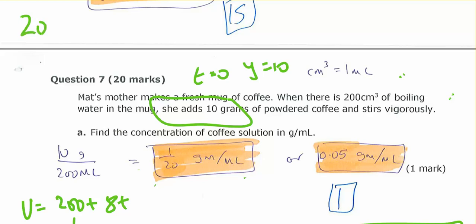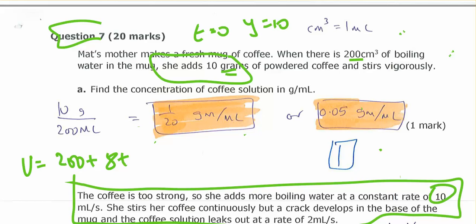This is for Specialist Methods, the 2017 SAC for Calculus Tech Allowed, question number 7, and I'll talk you through some of the questions that you had. In question 7, we have the cup, and there's 200 grams of boiling water in the mug. To the 200 centimetres cubed of boiling water, she adds 10 grams of powdered coffee. So the concentration will be the amount of coffee divided by the volume, which gives you that per millilitre.